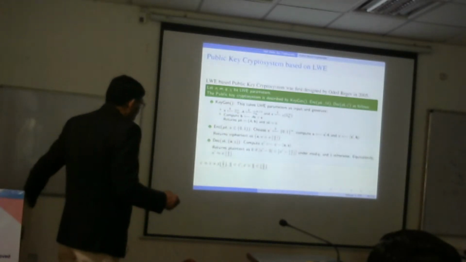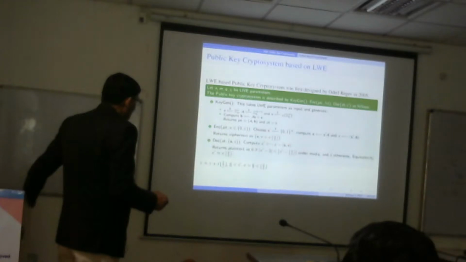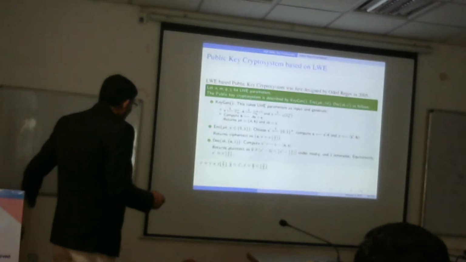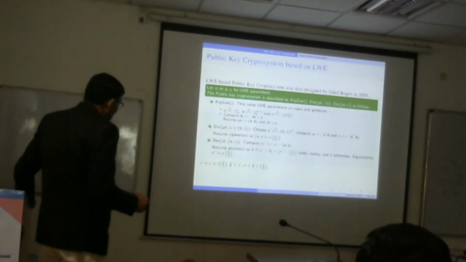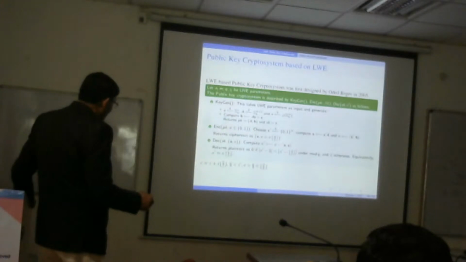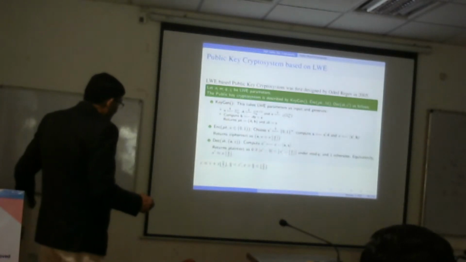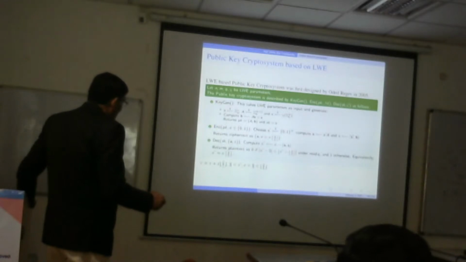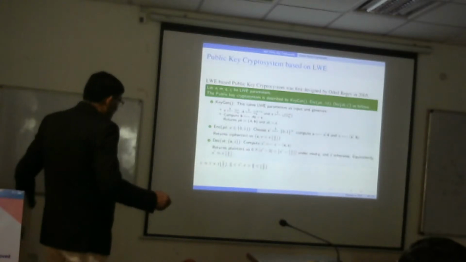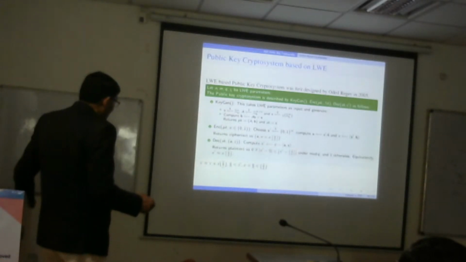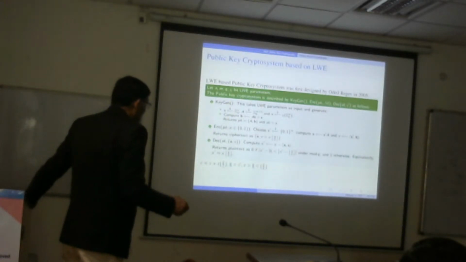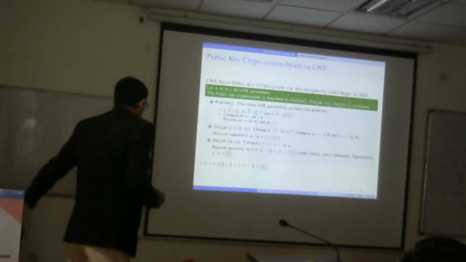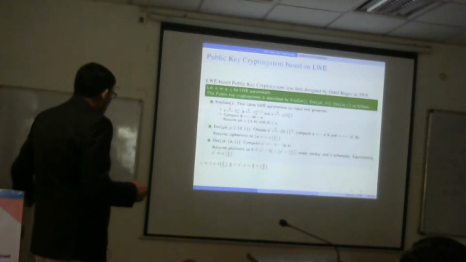Okay, so we compute C minus A dot S, and you can see here what this is. Then we check whether the result minus 0 is less than the result minus q/2 or not. If it is less, then we have encrypted 0. Otherwise, if it is greater, then that means we have encrypted 1. Okay, so this is the first scheme based on the lattice.